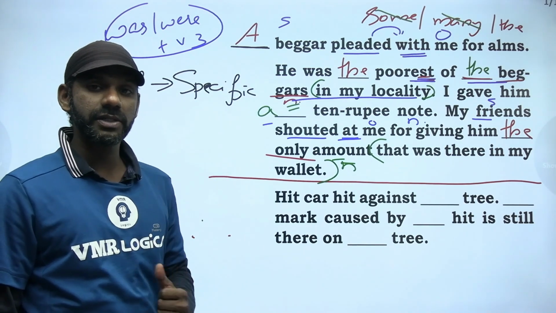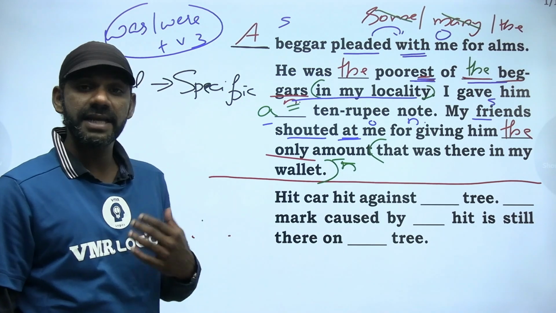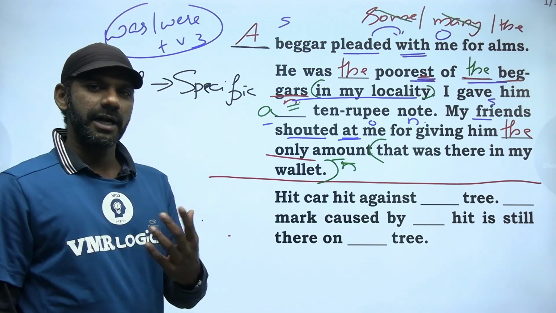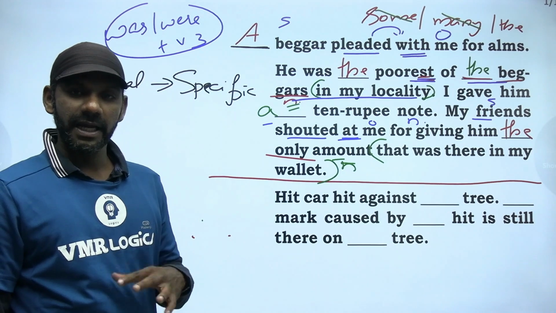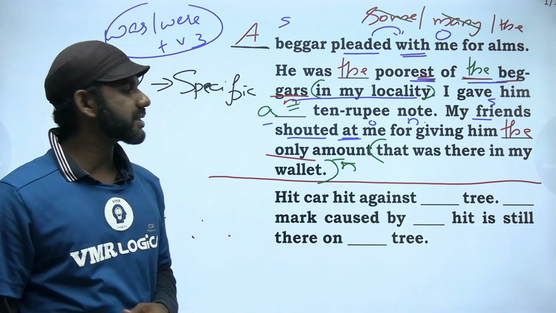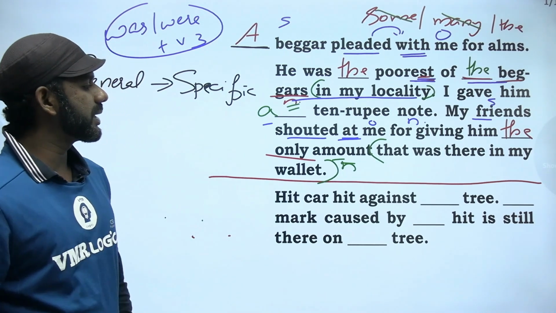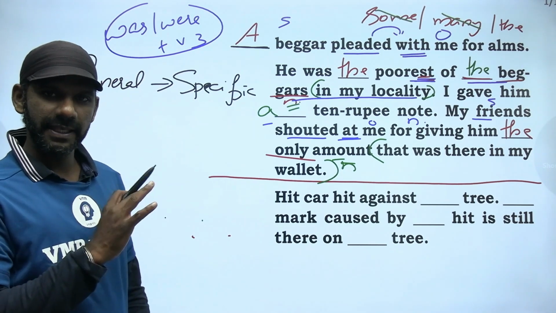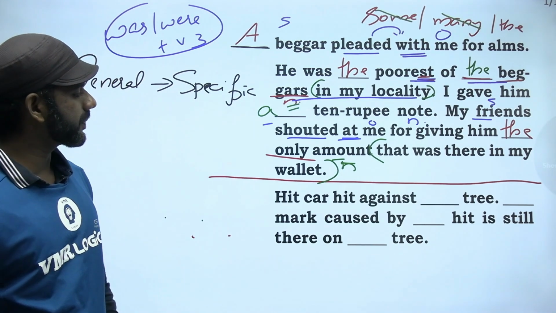This idea in the passive voice becomes I was shouted at by my friends. I was shouted by my friends is wrong. I was shouted at by my friends for giving him the only amount that was there in my wallet. Getting it? Come to next one.